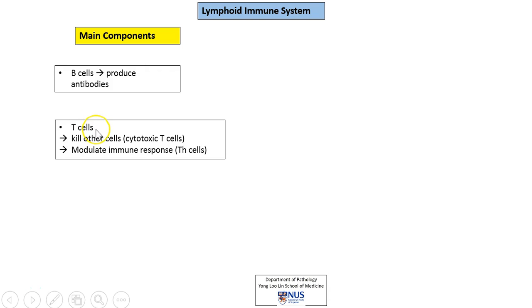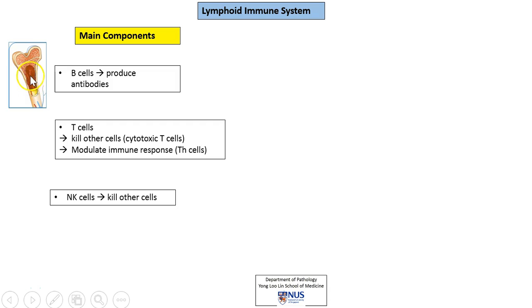And then we have the T cells or T lymphocytes. Now there are several types of T cells. One type, the cytotoxic T cells, can actually kill other cells. And we also have the helper T cells, which help to modulate the immune response by producing cytokines. In addition, there is another cell type known as the NK cell or natural killer cell. These are responsible for killing other cells and thereby getting rid of the agents that cause injury.